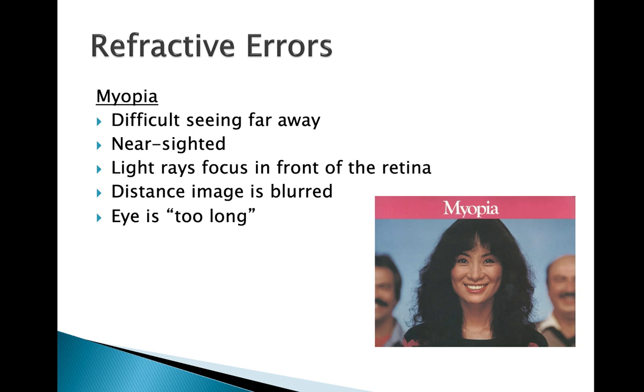Now, it's important to remember that piece. Myopia, the eyeball is too long, because myopic people are at increased risk of having retinal detachments, which we will talk about later in this course.